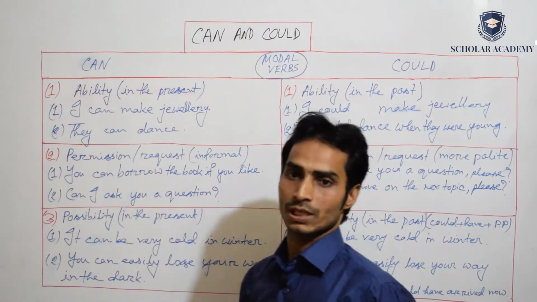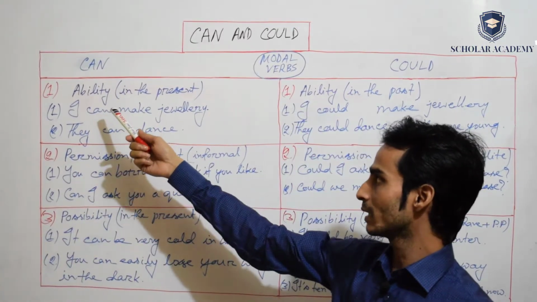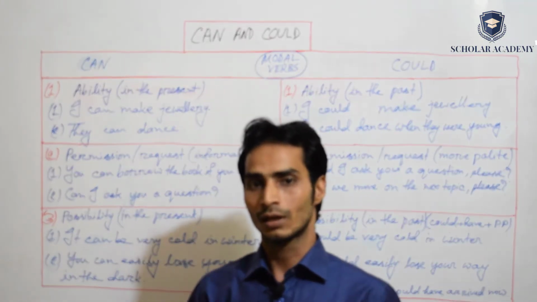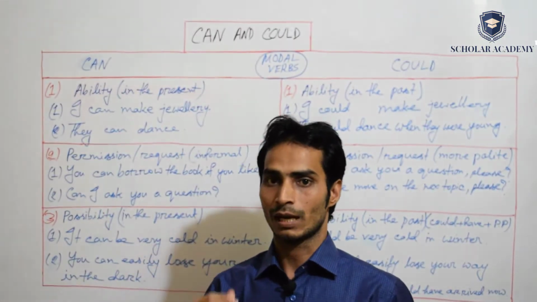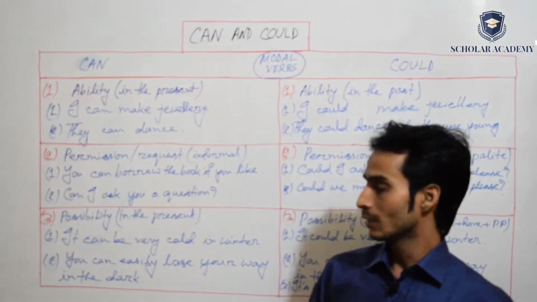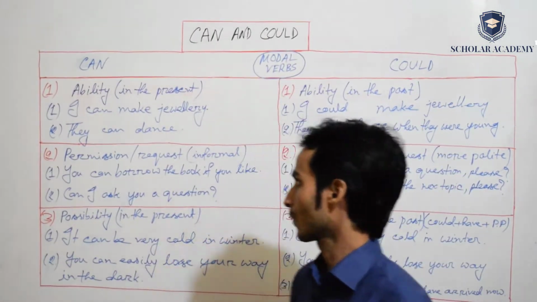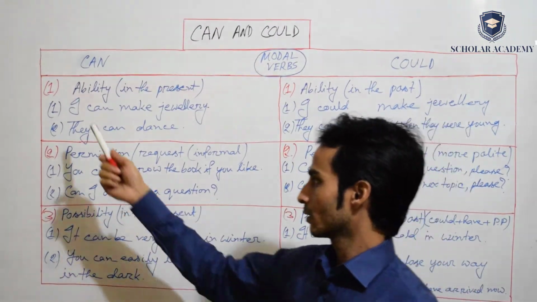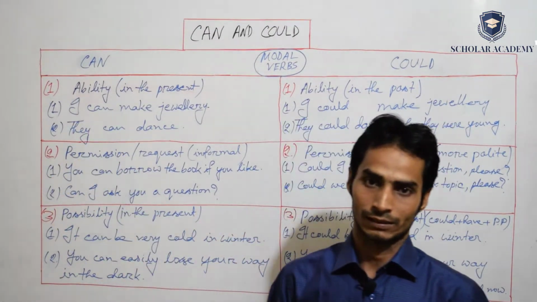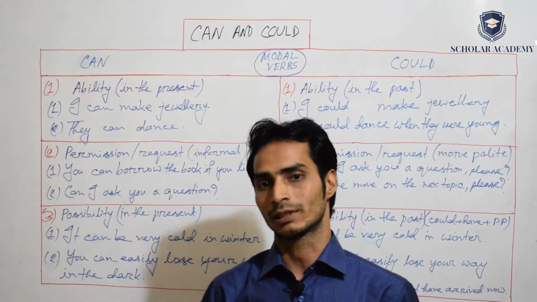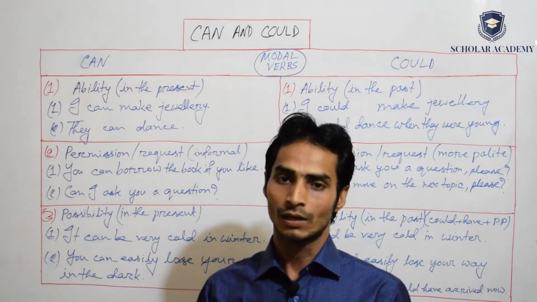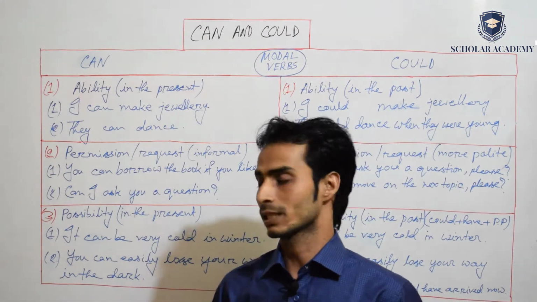Can is used to express the ability in the present. That means we use can to talk about the ability to do something. Let's look at some examples with it. I can make jewelry. That means I am able to make jewelry. And they can dance. That means they are able to dance.